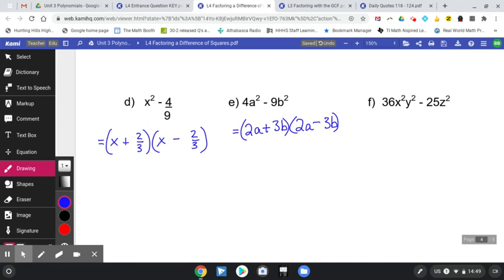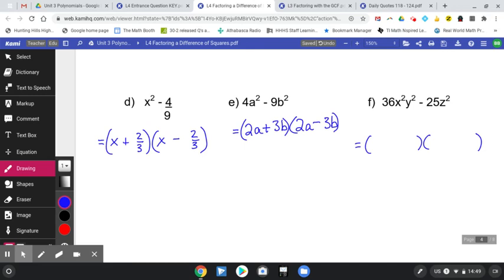Please go ahead and try F by yourself. It looks more complicated, but it really isn't. If you know the pattern and the rules, you shouldn't have any trouble here. And then let's check your answer up here.